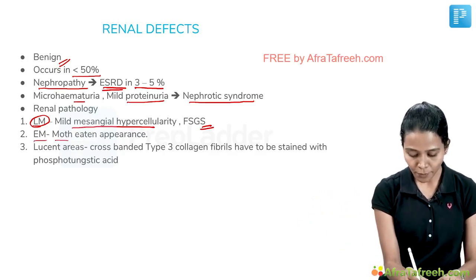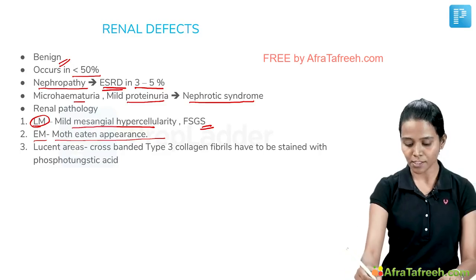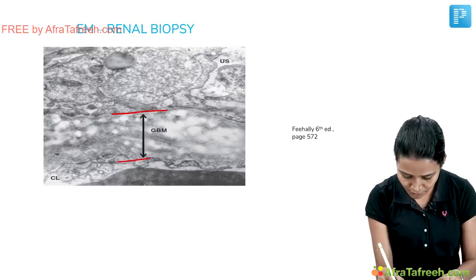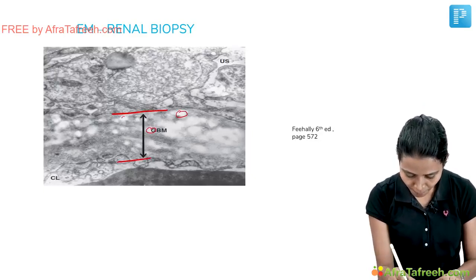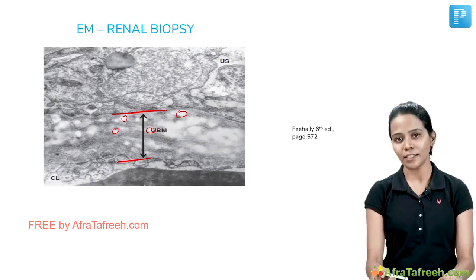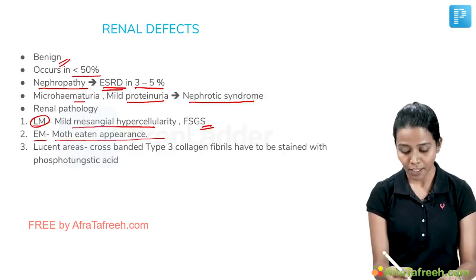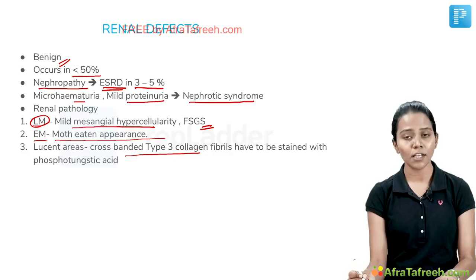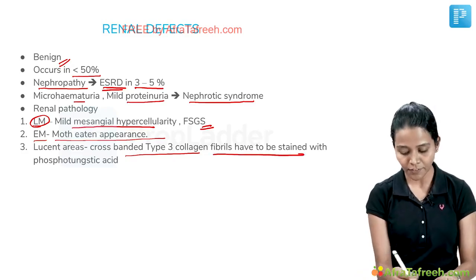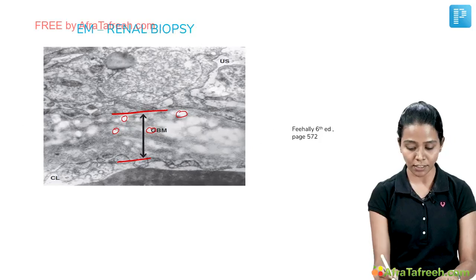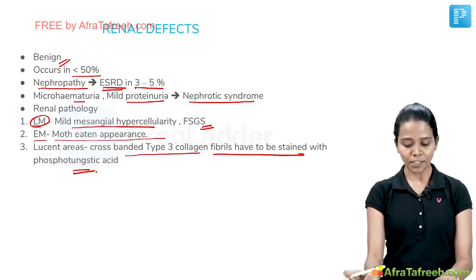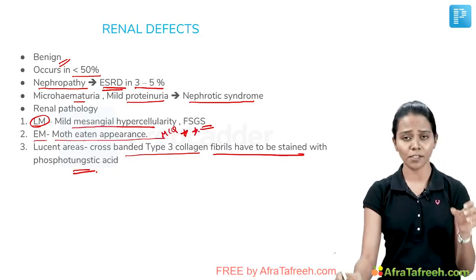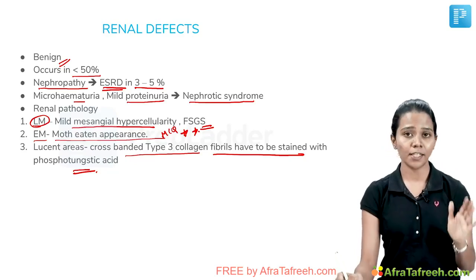In the electron microscopy, there is going to be a moth-eaten appearance. Okay, so this is the picture. This is the glomerular basement membrane. I hope you can see these electrolucencies. This is the moth-eaten appearance that is seen in the glomerular basement membrane. These lucent areas are nothing but the cross-banded type 3 collagen fibrils that have been stained with phosphotungstic acid. Okay, this is an important MCQ. They ask: moth-eaten appearance of the glomerular basement membrane is seen in which disease?